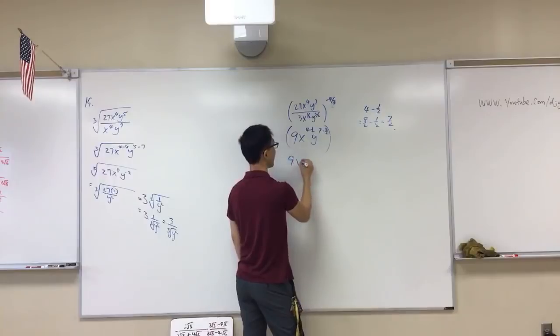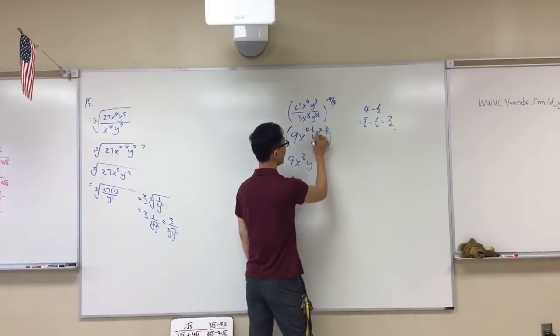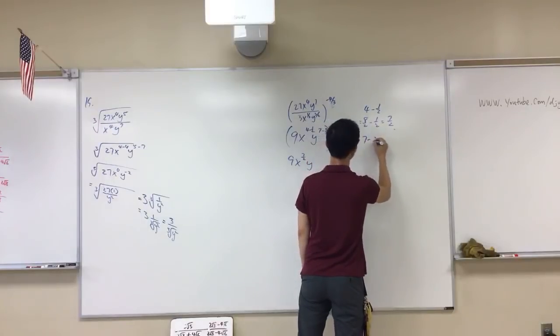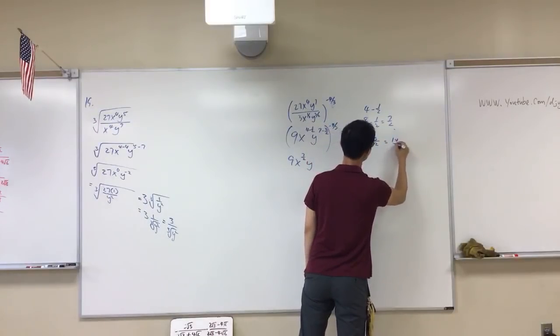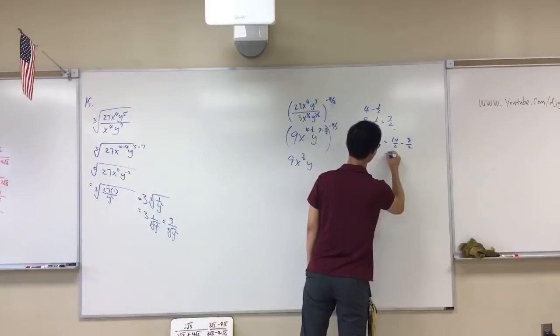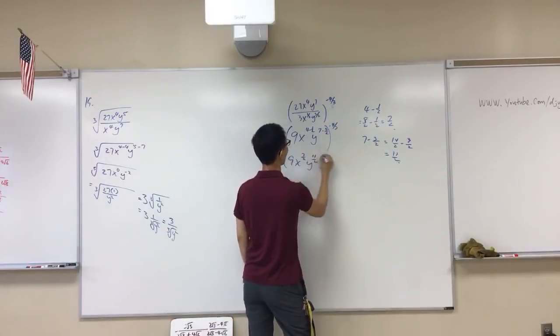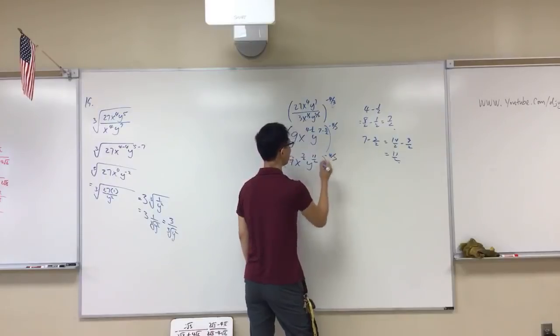So it's going to be 9x to the 7 over 2. Y to the what? 7 minus 3 over 2. That's 14 over 2 minus 3 over 2, which is equal to 11 over 2. So it'll be 11 over 2 times -4 over 3.